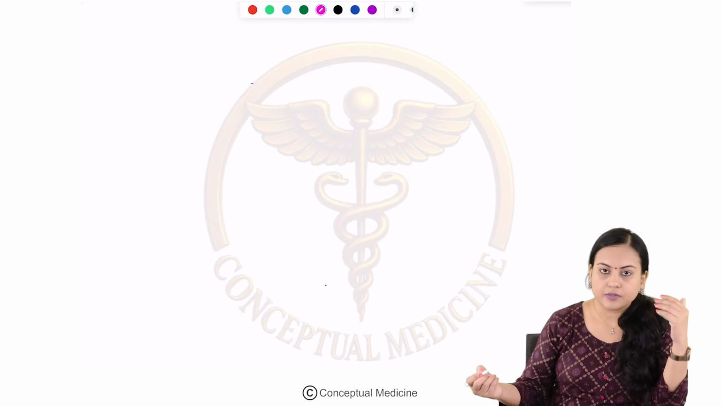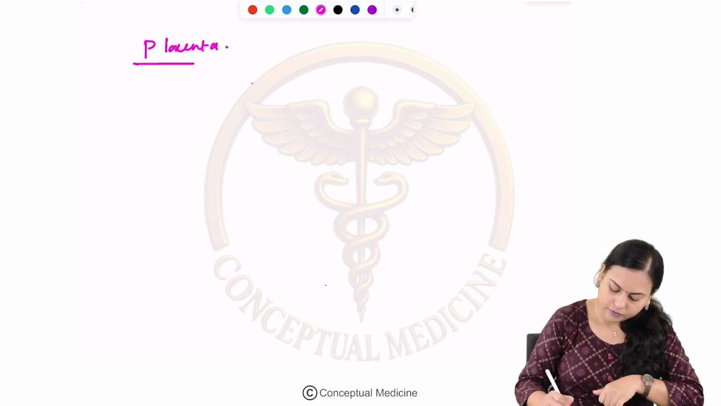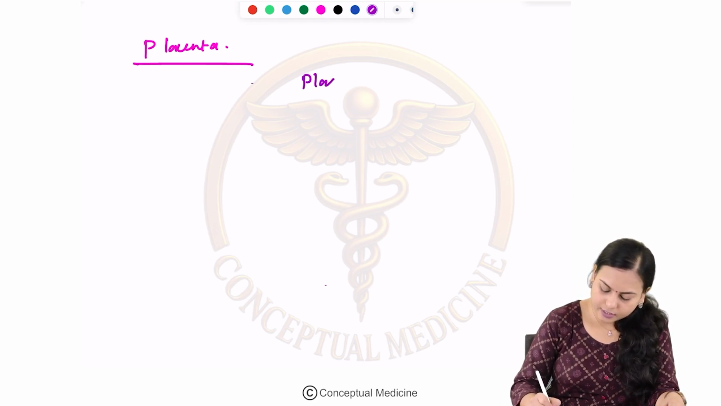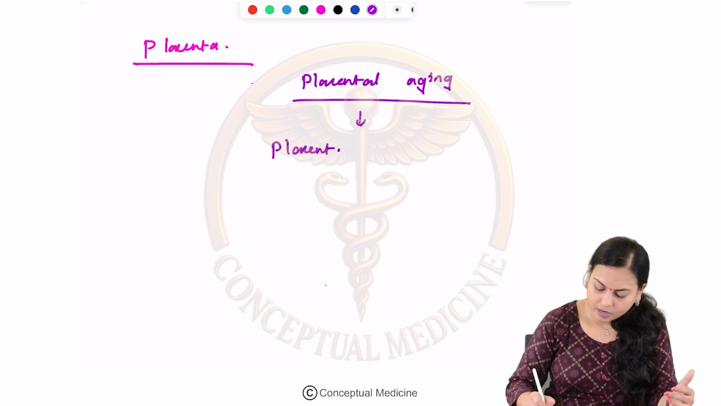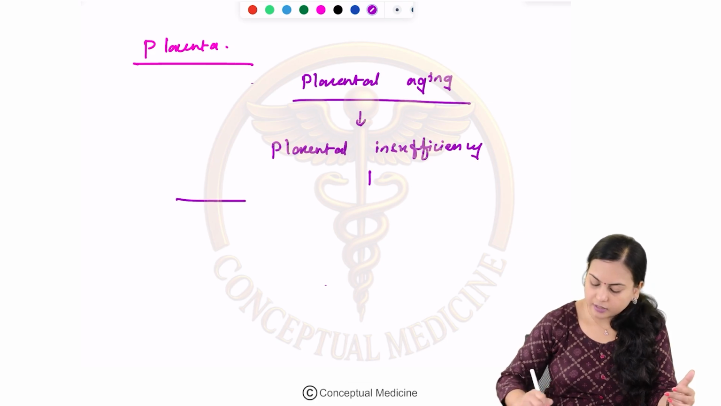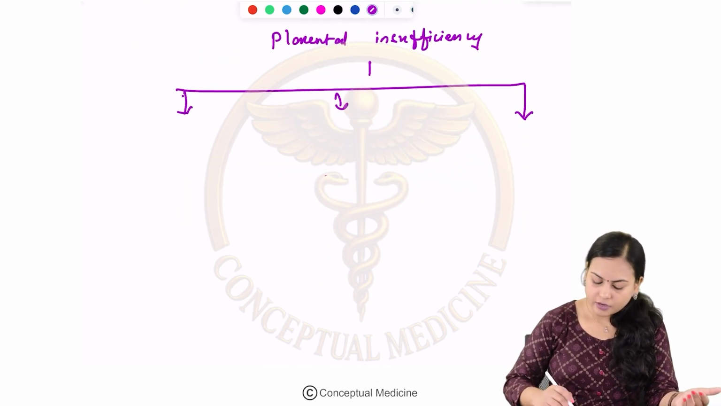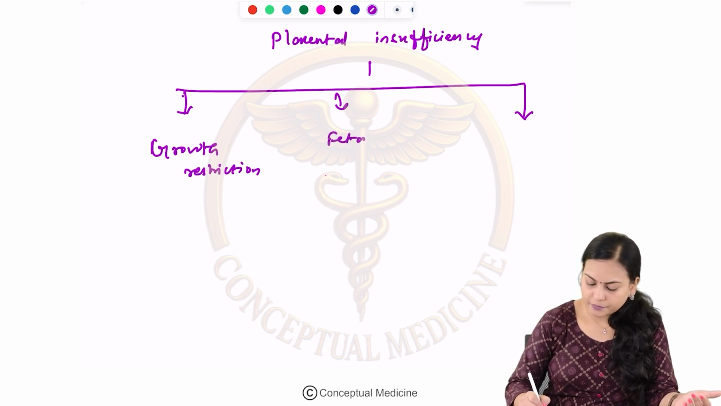Now, what happens with the placenta? The placenta can have two fates. Number one, there is placental aging. So, this placental aging is going to cause placental insufficiency. That will result in reduced blood flow, oxygen and nutrients to the fetus. So, there is going to be growth restriction and fetal hypoxia.